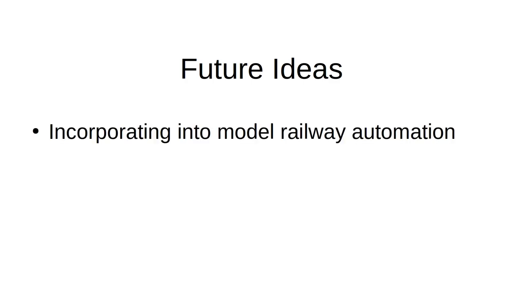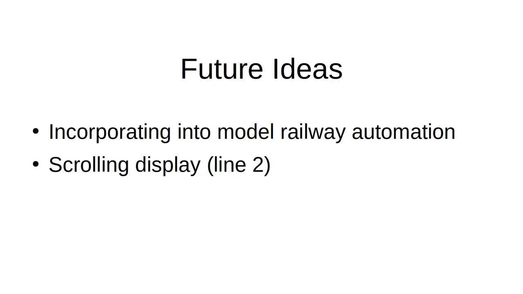actually deployed. Other ideas are different ways of displaying the departure times and possible integration into my other model railway automation projects. For example, instead of the time changing at a set interval, it can be synchronised with the departure of the train. Another idea would be to have a scrolling display showing the intermediate stops on the train route, with the end destination at the top and the other destination scrolling across.